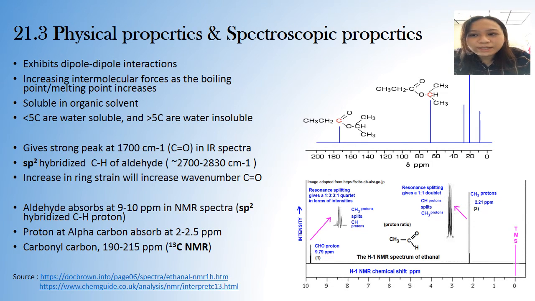For the NMR spectra, the aldehyde proton absorbs at 9 to 10 ppm, and the proton at the alpha carbon absorbs at 2 to 2.5 ppm. Meanwhile, in 13C NMR, the carbonyl group gives a peak at 190 to 215 ppm.